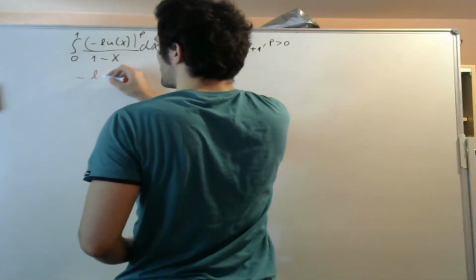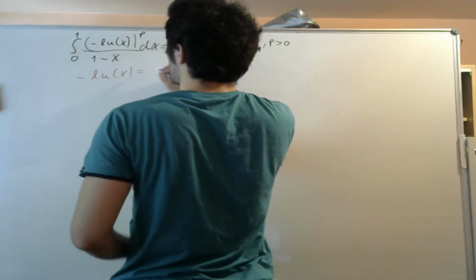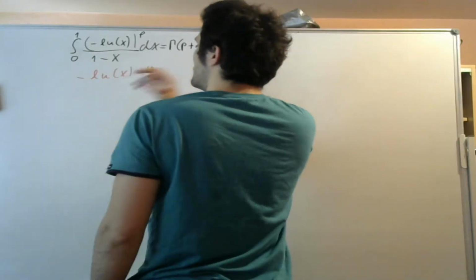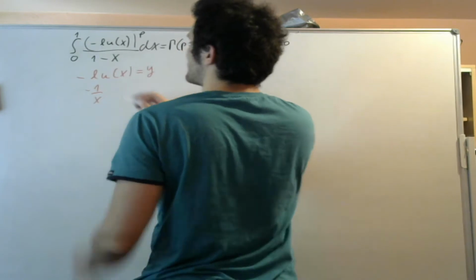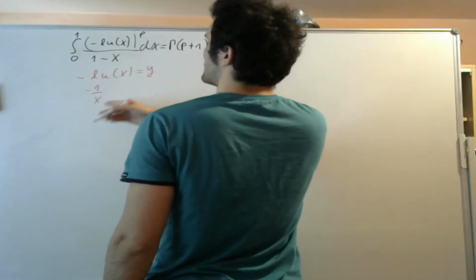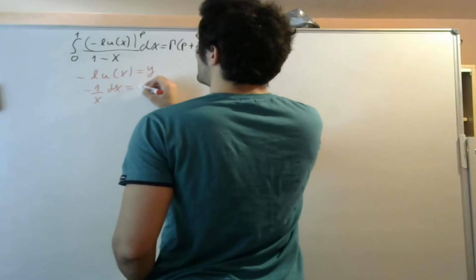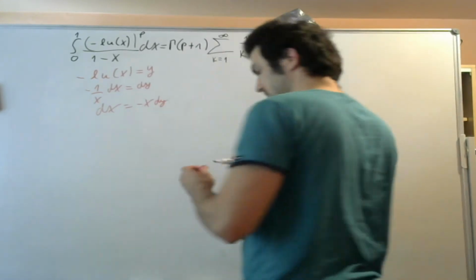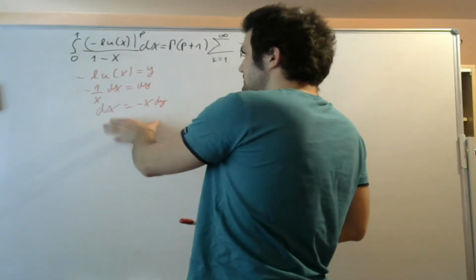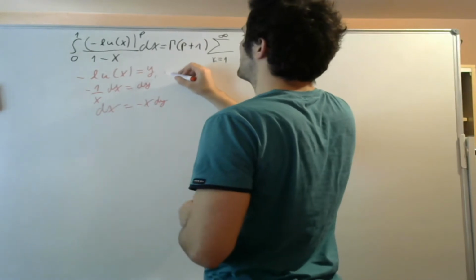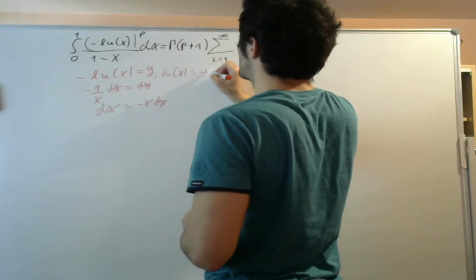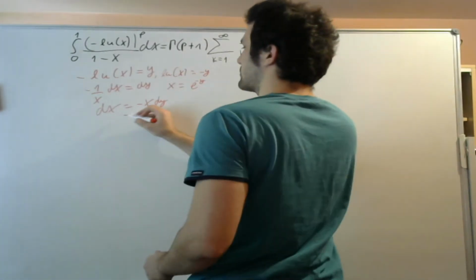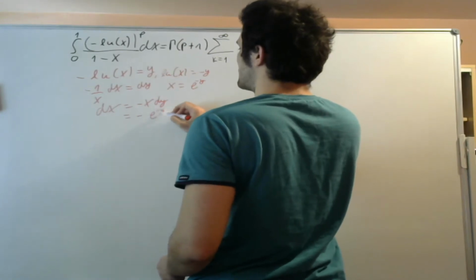We will introduce a substitution, negative ln x equals, for example, y. When we take the derivative on both sides, we get minus 1 over x dx equals dy, so dx equals negative x dy. This is what we get. And we need to solve for x. Here we get ln x equals negative y, so x equals e to the negative y. So dx turns out to be negative e to the negative y dy.